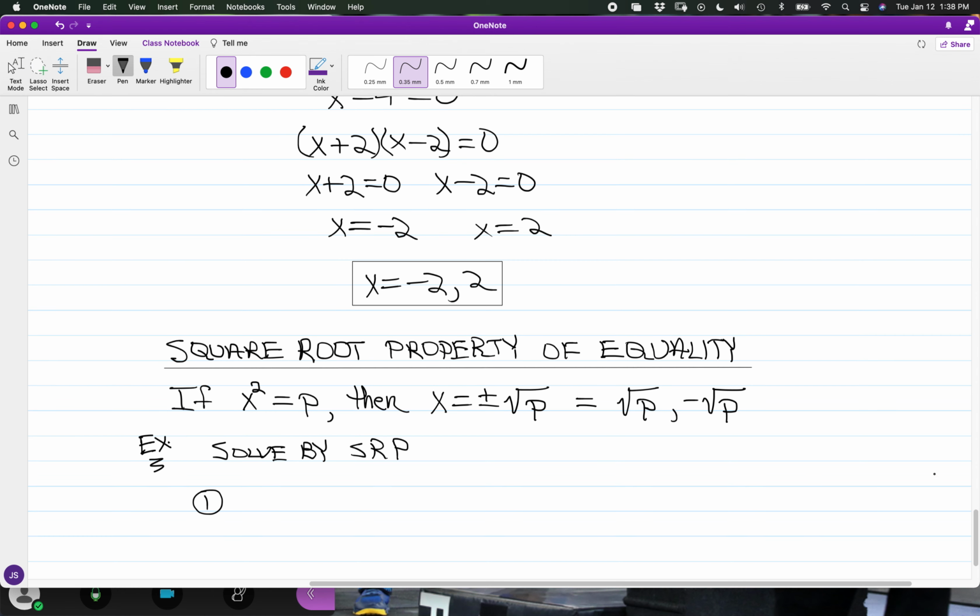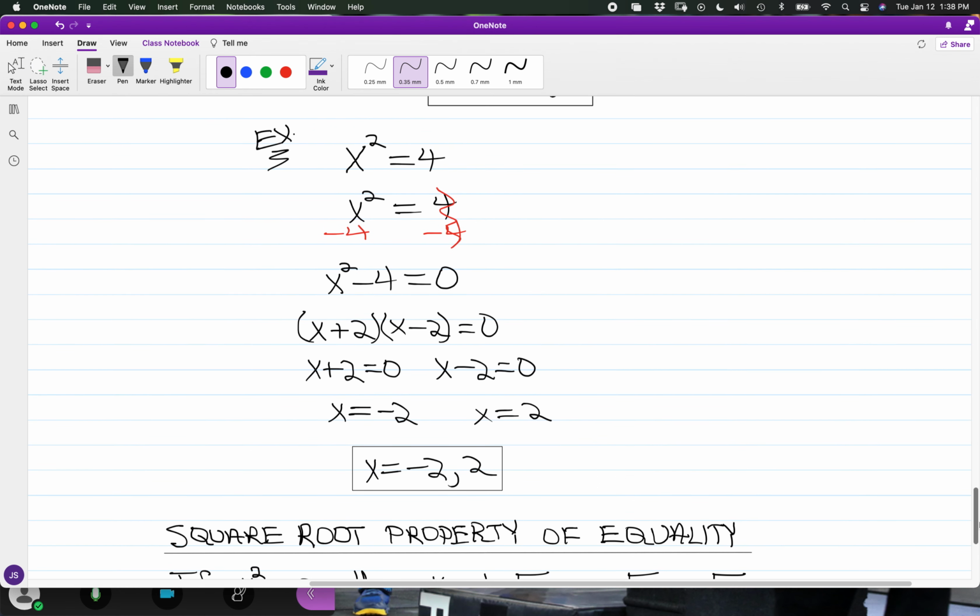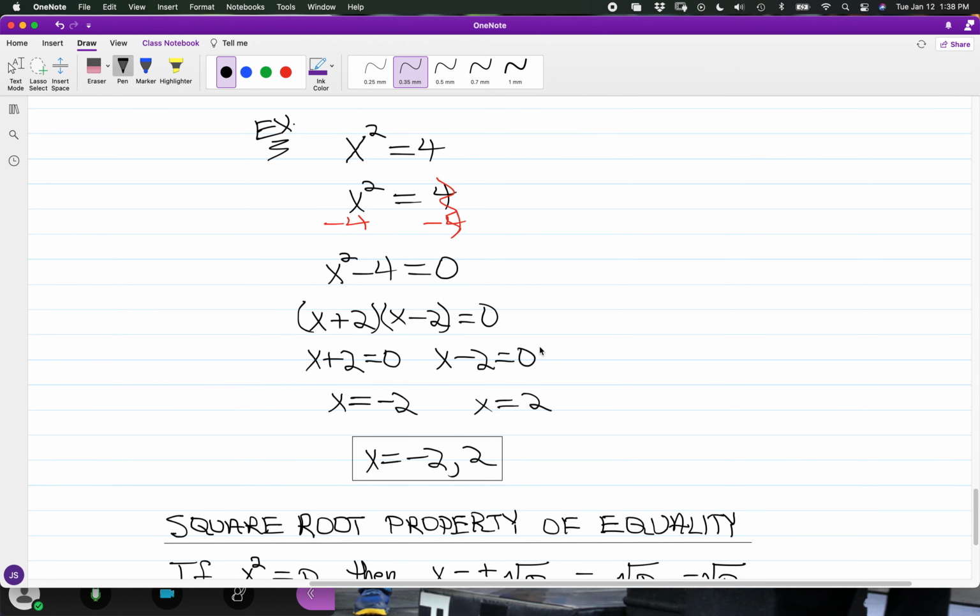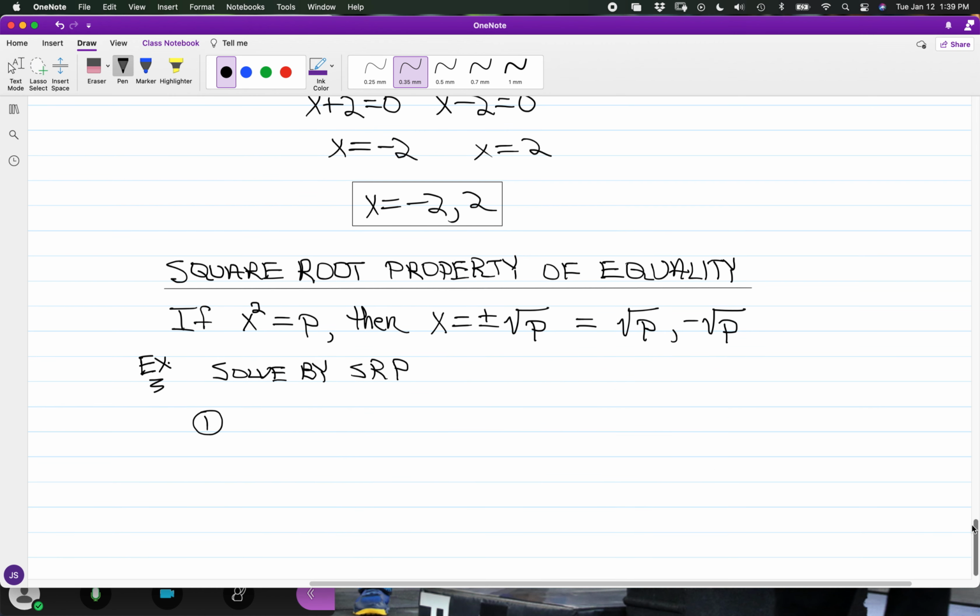And just taking what we looked at moments ago with x squared is equal to 4. Again, with the zero product property, I just set the equation to 0. But let's say that I were to solve by the square root property of equality, so I have that x squared is equal to 4. So I have x squared and I have p represented by 4.